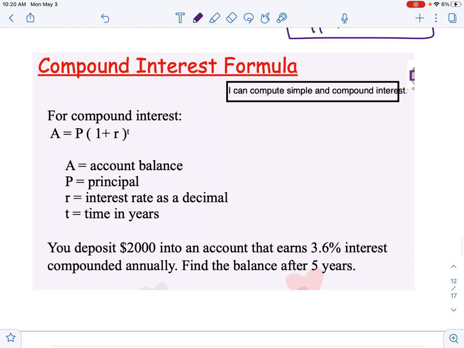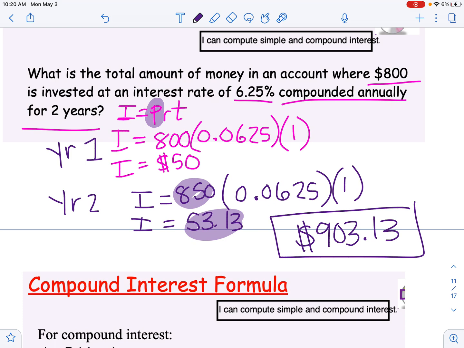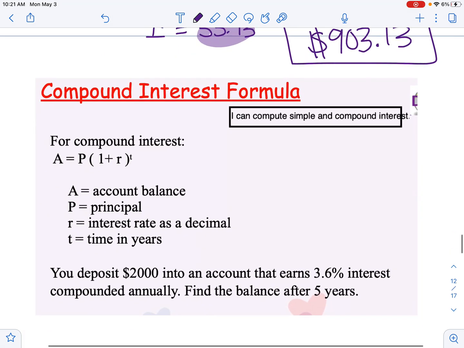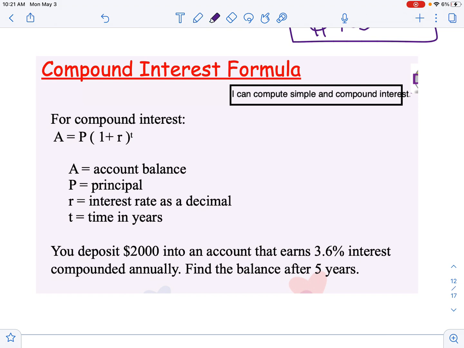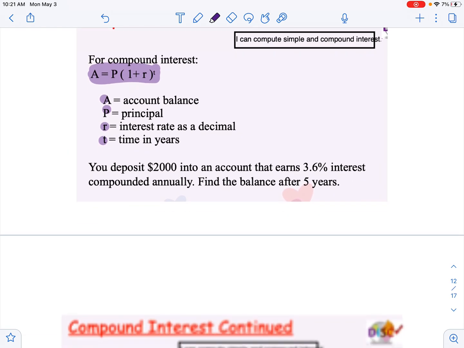So the formula we're going to use for that, so we don't have to do this if we get like 10 or 15 years. I don't want to have to do that 10 times in a row. It works fine for 2, but this is the formula we're going to use. So make sure you highlight, circle, underline this formula. A is the account balance, P is still the principal, R is the interest rate as a decimal, and then T is time in years.